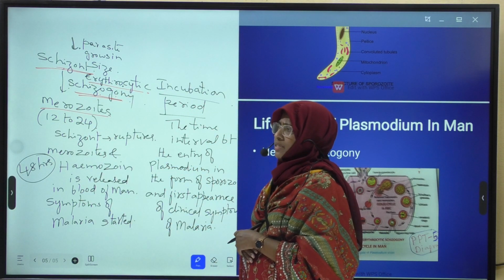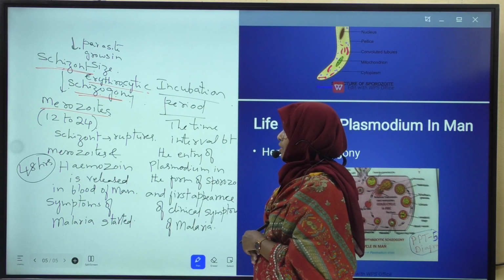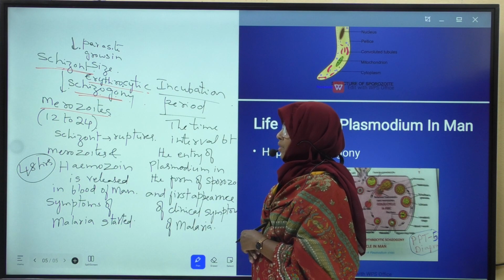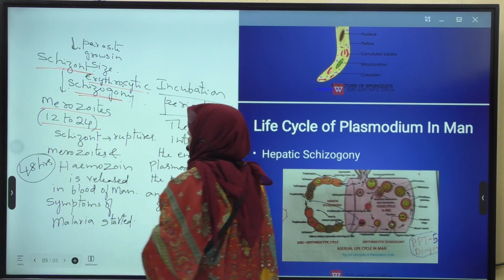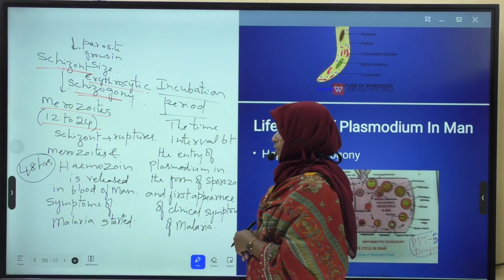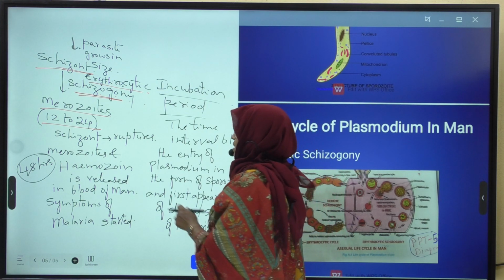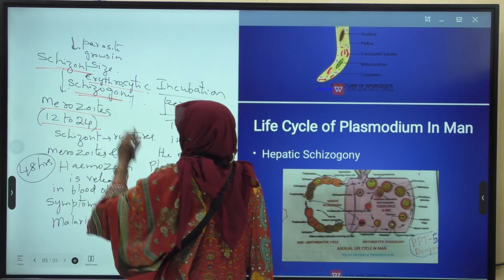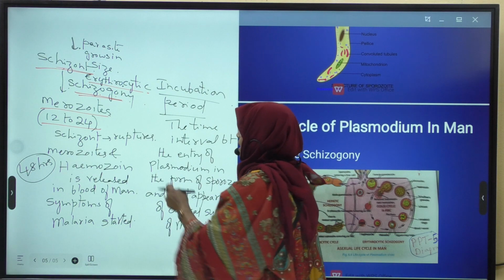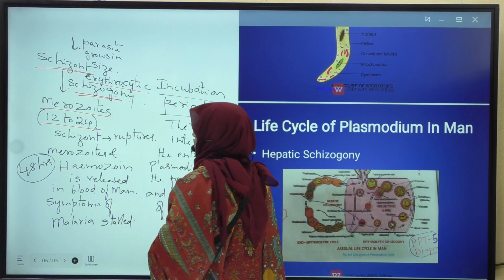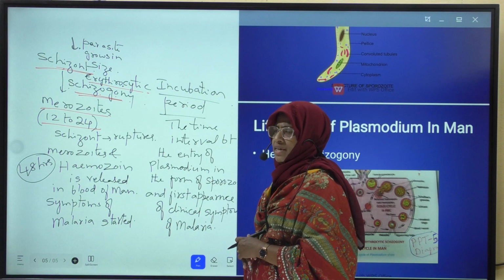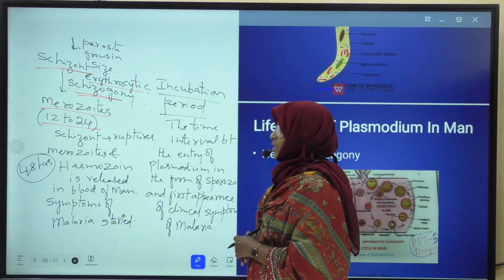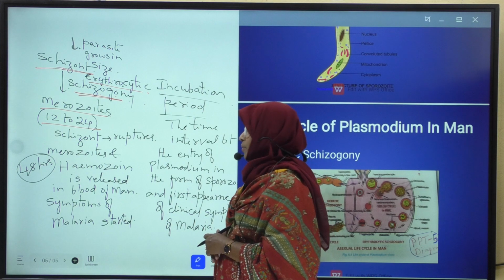Okay, next, during Schizogony what happens? Nuclear and cytoplasmic division takes place, due to which many merozoites are formed. How many? 12 to 24 merozoites are formed. Okay, this schizogony which takes place in the RBC is called erythrocytic schizogony. Due to erythrocytic schizogony, how many merozoites are formed? 12 to 24 merozoites are formed.